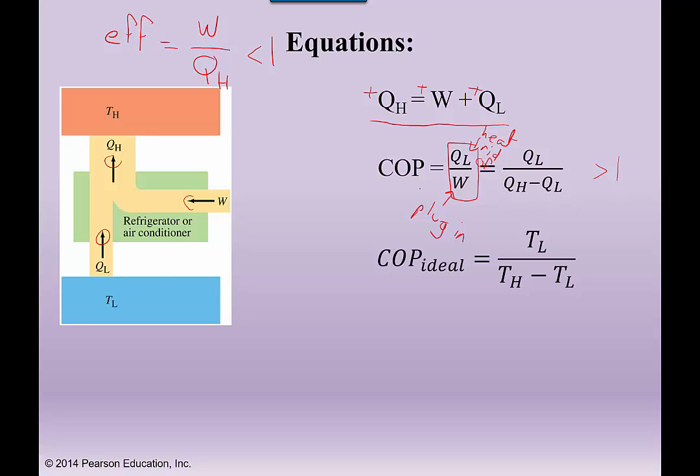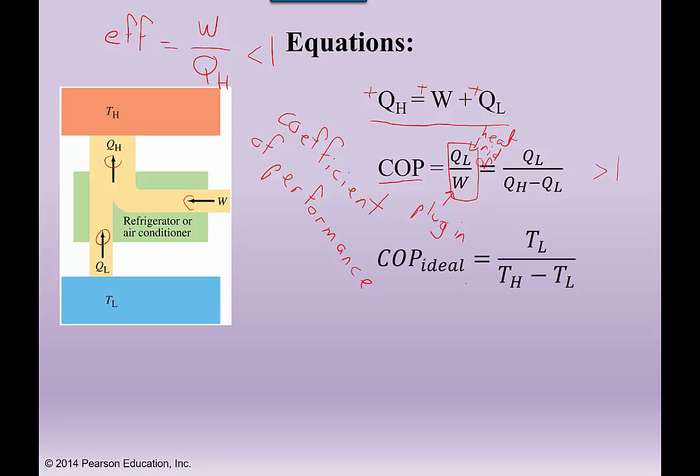So instead we talk about this thing called COP. COP stands for coefficient of performance. And that is still the same idea. It's still the ratio of the benefit over the cost of the refrigerator or the AC, but now it can be a number larger than 1.